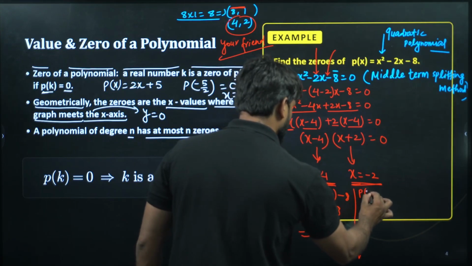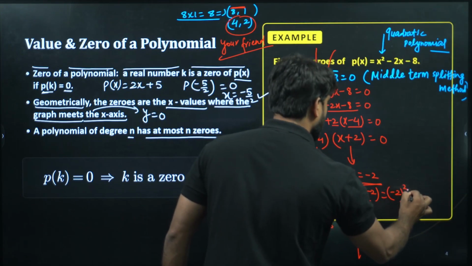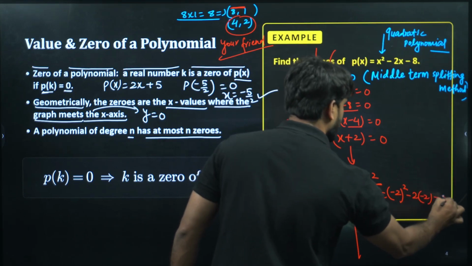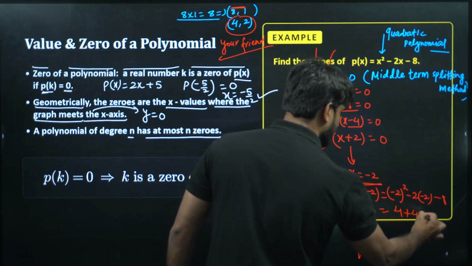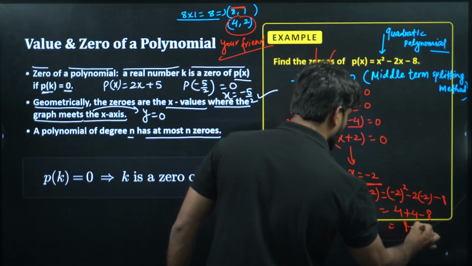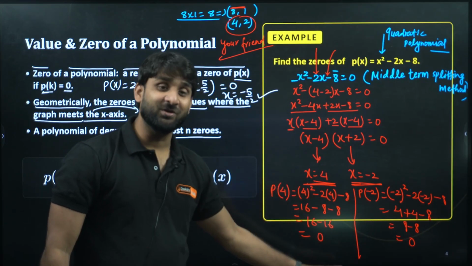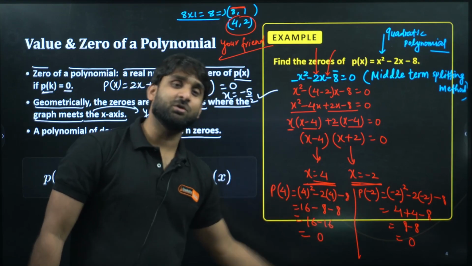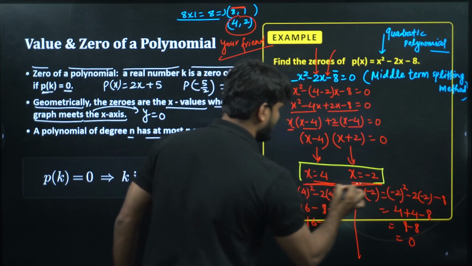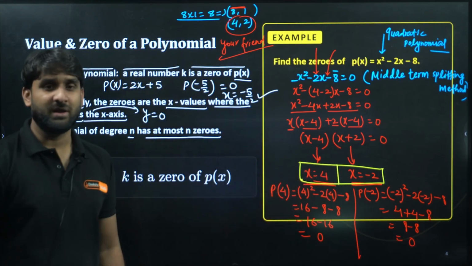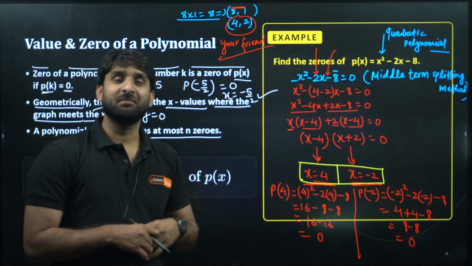Now put x is equal to minus 2, because one more zero is minus 2. Minus 2 whole square will be 4, and 2 into minus 2 is minus 4, minus minus plus, so plus 4 minus 8, plus 4 plus 4 is 8. Oh my God, 8 minus 8 is equal to 0. So both the values are giving you result 0. It means that x is equal to 4 and x is equal to minus 2 are the zeros of the given polynomial. I hope this is clear to you everyone, and you must have understood the middle term splitting method also.